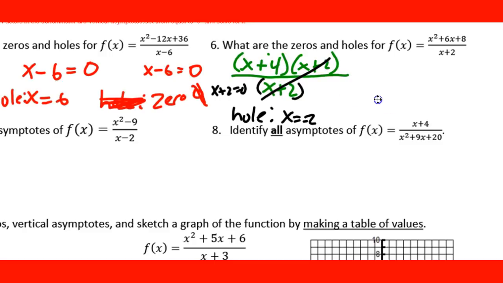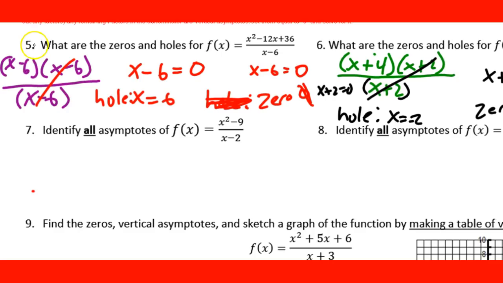Now, we look at the remaining factor in the numerator. We're going to set that equal to 0 and solve it, and we're going to have x equals -4. Alright.